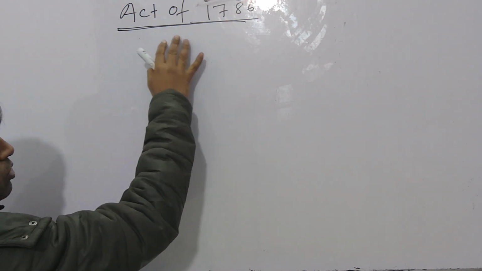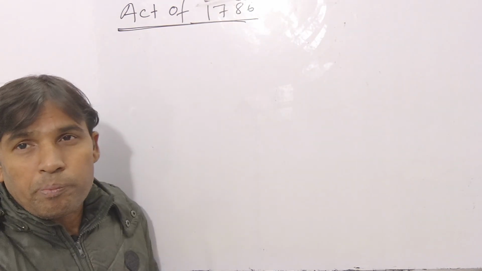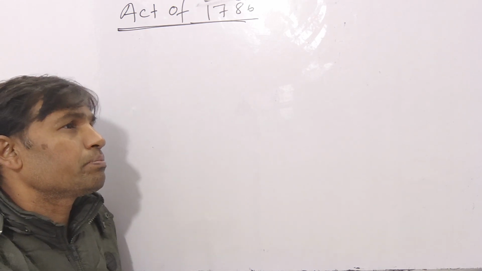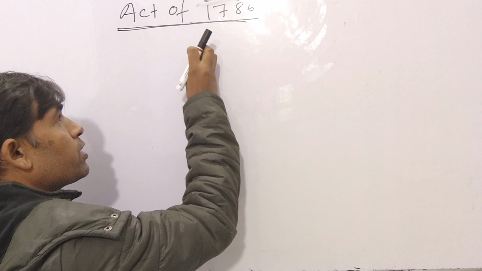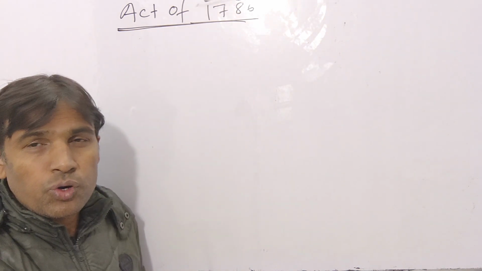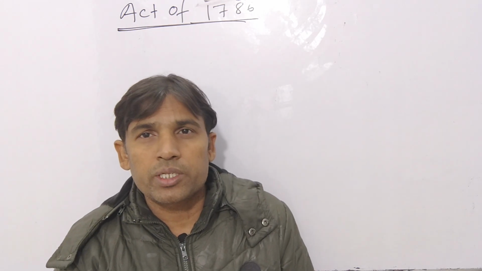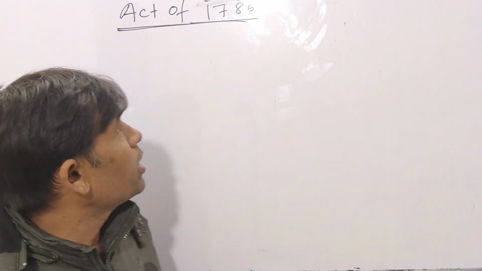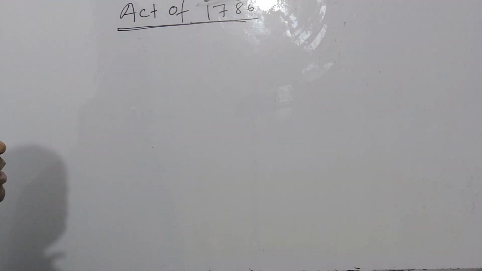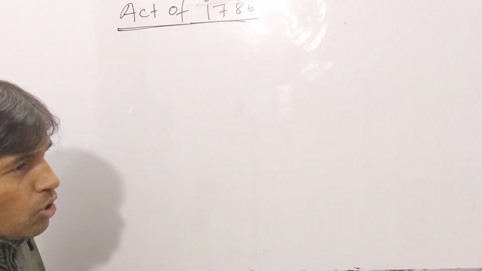Basically, the Act of 1786 was a kind of power demanded by a particular person, and that person was Lord Cornwallis. So here we will discuss this act in the context of what Lord Cornwallis exactly demanded from the British Parliament and why the British Parliament granted him such a power. That we will come to know today. Okay. So as far as this Act of 1786 is concerned, I'll just tell one thing about it. What was the need? The need of this act was only for Lord Cornwallis.